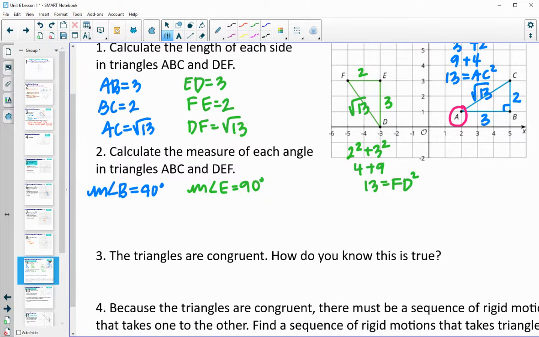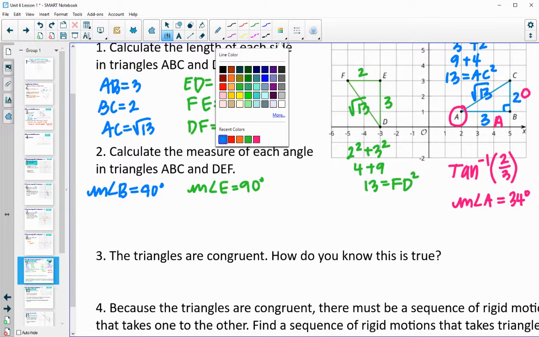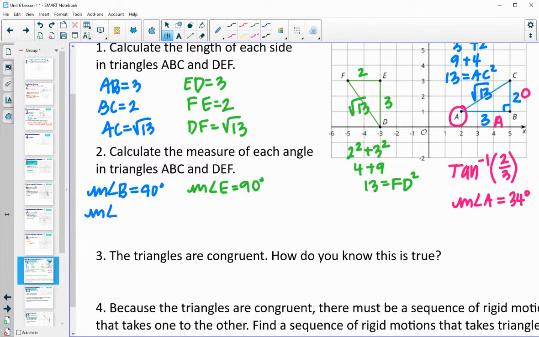Now, I don't want to use the square root of 13, so I'm going to use the 2, which is the opposite side, and the 3, which is the adjacent. So I'm going to set up a tan inverse function because this is tangent, opposite over adjacent. The tan inverse of the opposite divided by the adjacent is going to give me the measure of angle A. You type that into your calculator and round to the nearest degree, and we would get 34 degrees.